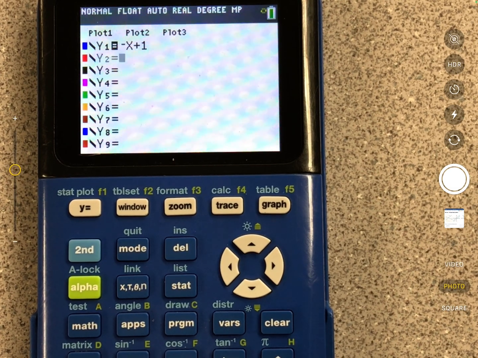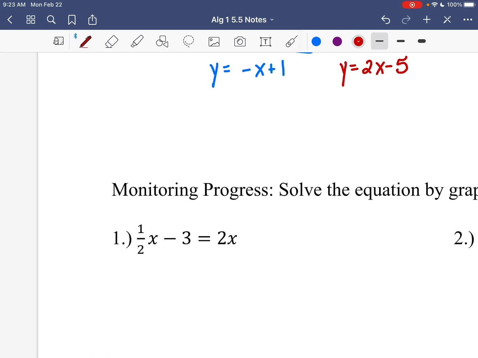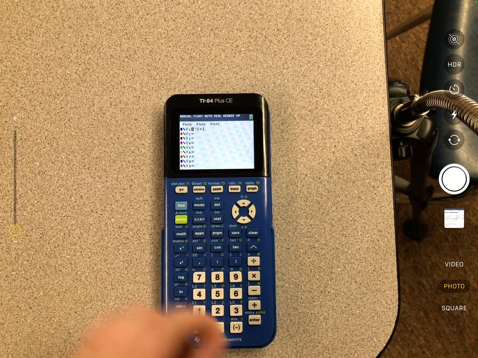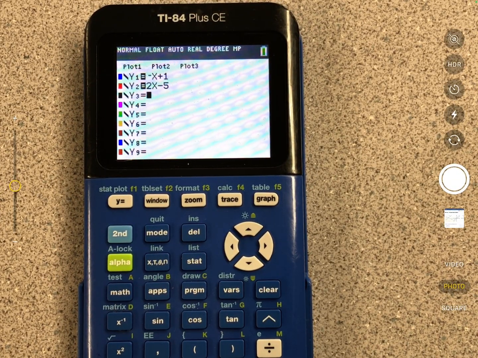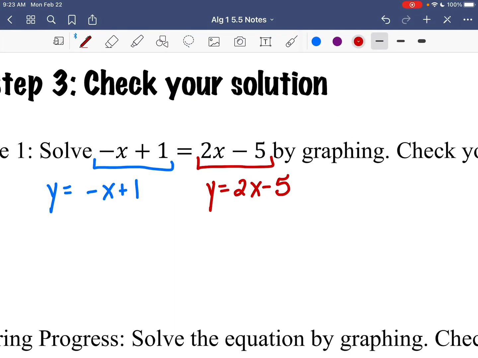Hit enter. And now I'm going to do my next equation, which is the y equals 2x minus 5. So we'll go ahead and graph that one. Y equals 2x minus 5. Okay. So I have them both in. So I put them both in there.